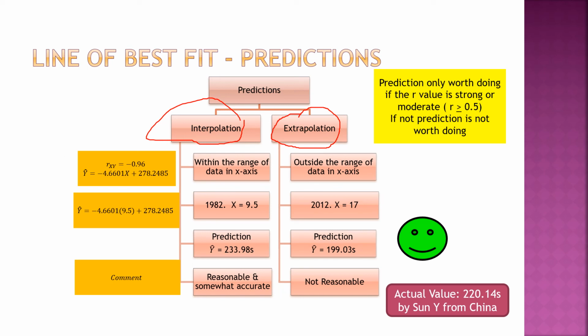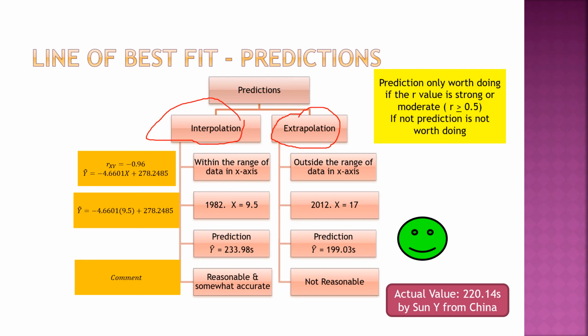Why not reasonable? Because when it's within the range, you've got something to compare with. When X is 9, you got a value. When X is 10, you got a value. So you can compare whether you are in the right range or not. But if you put X equals 17 into the equation and you get a value, do you have anything to see whether you're on the right track? You don't know whether the prediction is right or wrong. That's why it is not reasonable.